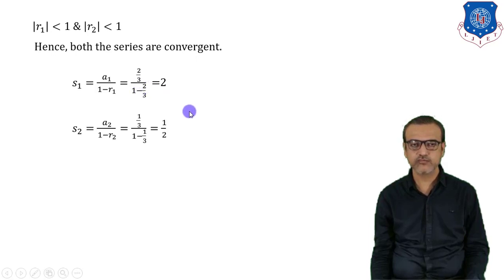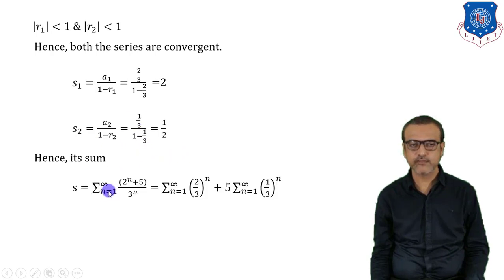Then S2 equals a2 upon 1 minus r2, where a2 equals 1/3, and 1 minus 1/3 equals 2/3, so the 3s cancel out, so S2 equals 1/2. Hence the sum S equals sigma n from 1 to infinity (2^n + 5)/3^n, which equals sigma (2/3)^n plus 5 sigma (1/3)^n. This sum is 2, plus this 5 remains as it is, and this sum is 1/2. Now simplifying this result, the sum is 9/2.